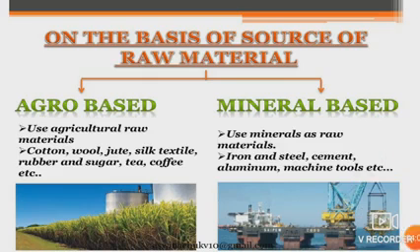Now firstly we'll discuss industries on the basis of source of raw material. Industries can be divided into two categories, agro-based and mineral-based. Agro-based industry uses agricultural raw material, for example cotton, wool, jute, silk, rubber, sugar, tea, coffee, etc. Mineral-based industries use minerals as raw materials, for example iron and steel, cement, aluminium, machine tools, etc.